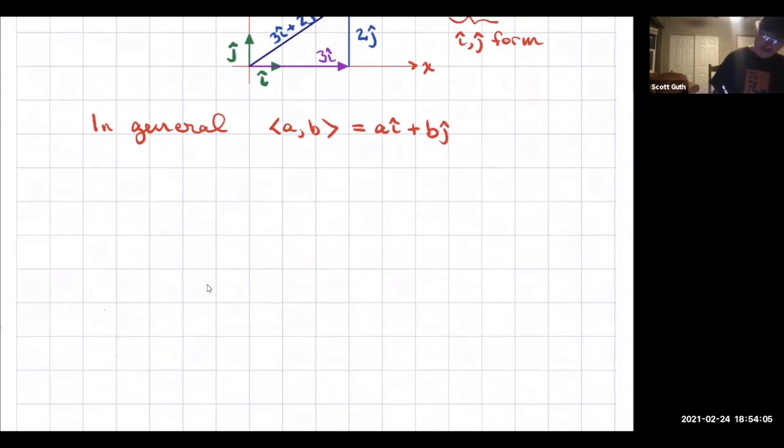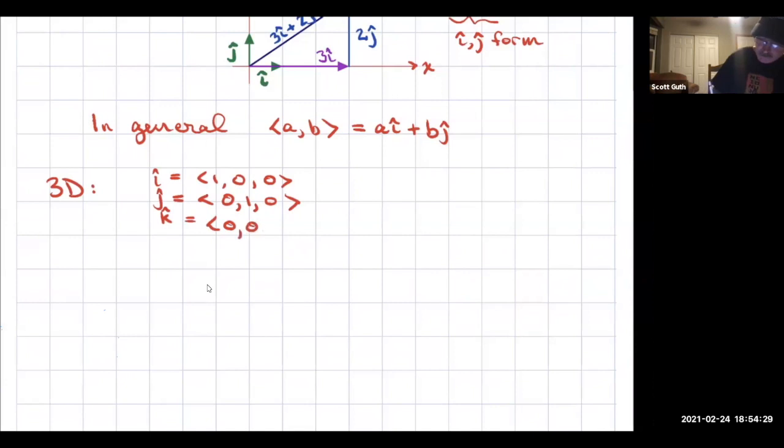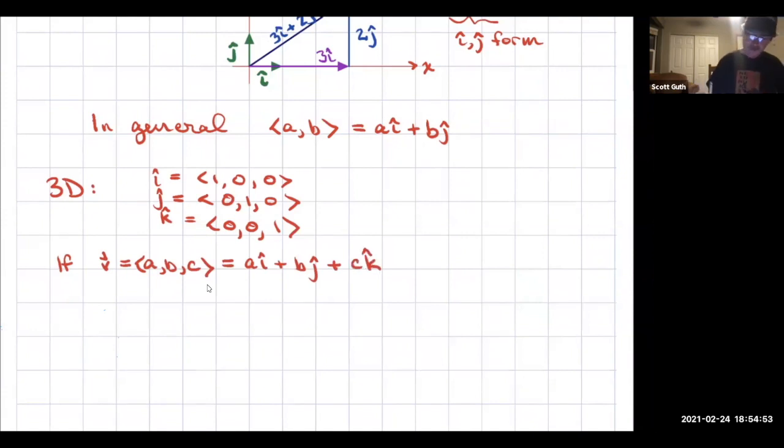So in 3D, it's the same thing. I, J, but now we also have a K, and those are 1, 0, 0, 0, 1, 0, and 0, 0, 1. And if V is ABC in component form, then it's not hard to see that this is AI plus BJ plus CK. So I don't need to go much further than that. The point is that you can express it either way. Both are legitimate.